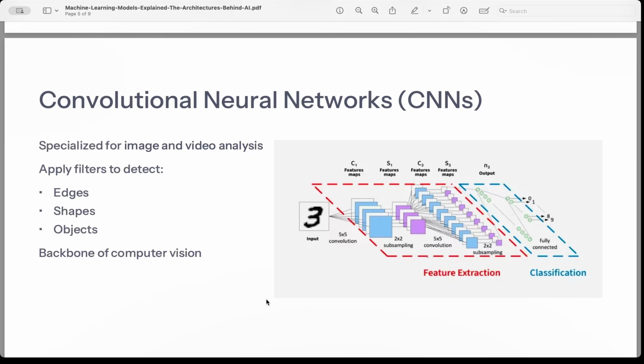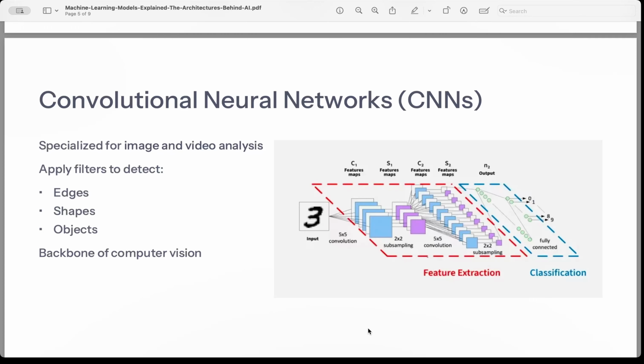And then there is the convolutional neural network, or CNNs. These are specialized for image and video analysis, and they work by applying filters across an image to detect edges, shapes, and eventually objects. So as you can see in this part of the CNN, as I previously said, there's an image as the input, and then there will be feature extraction in the form of detecting edges and shapes. And lastly, it will classify what object it is. And this is essentially the backbone of computer vision.